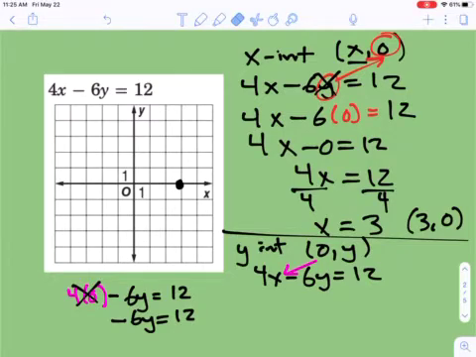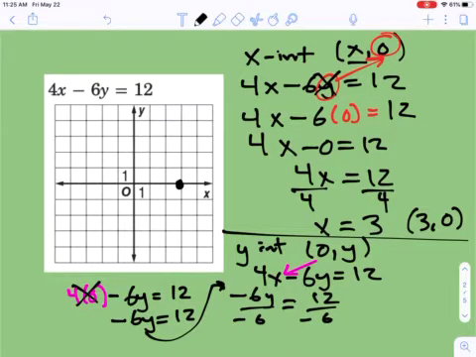And you can do that because your x is 0, because you're looking for your y-intercept. So you have negative 6y equals 12. If you're going to solve this, we're going to move up here. Sorry, I'm making all kinds of mistakes with this thing. So let's divide both sides by negative 6. So you have 12 divided by negative 6.